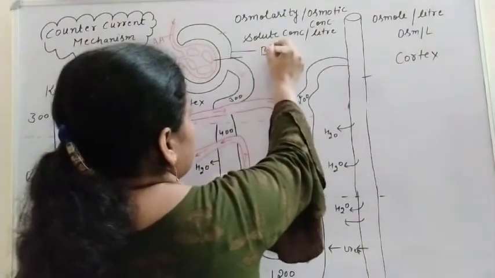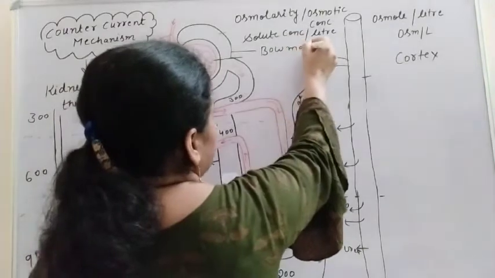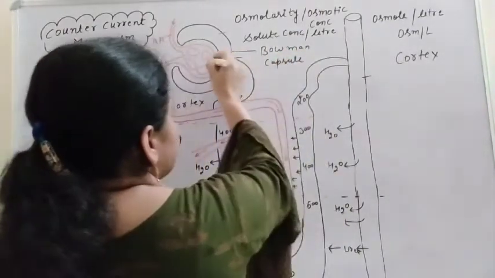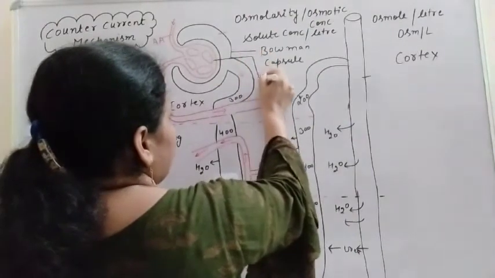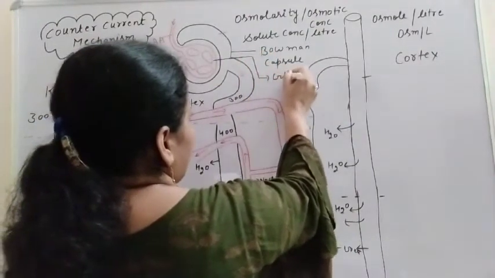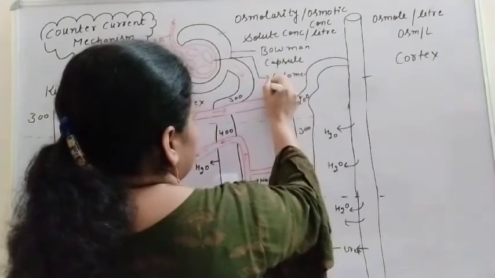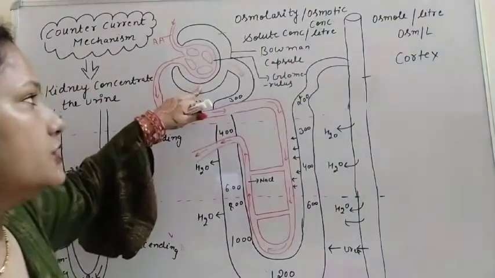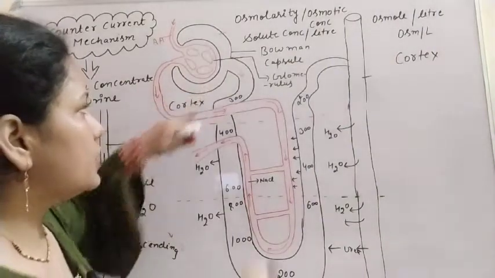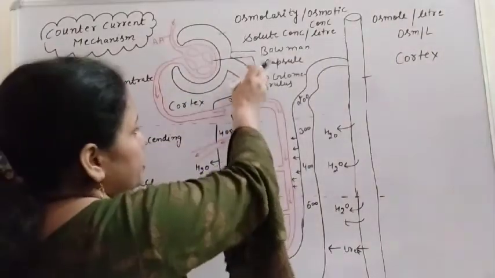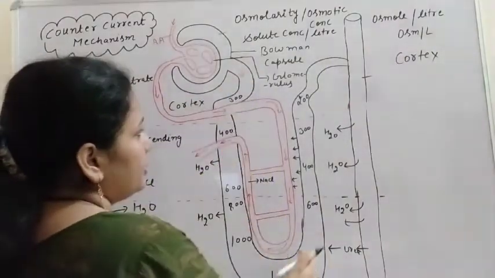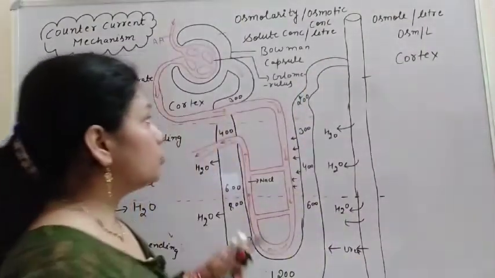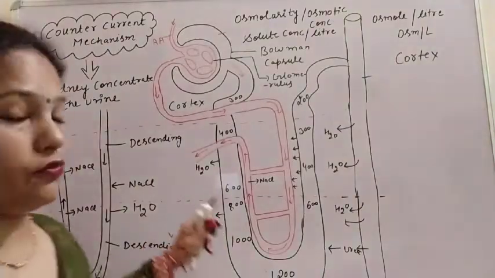Cup shaped structure, Bowman capsule, and this bunch of capillaries in the Bowman capsule is glomerulus. So these two parts are known as the renal corpuscles, and then the renal tubule: PCT, loop of Henle, and DCT, collecting duct. So that is the part of nephron.